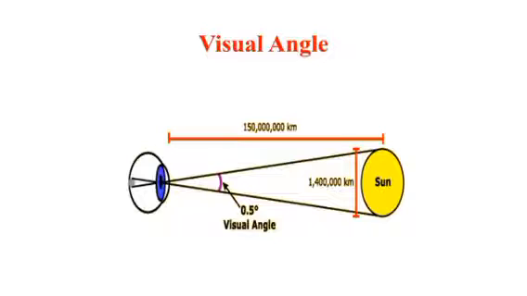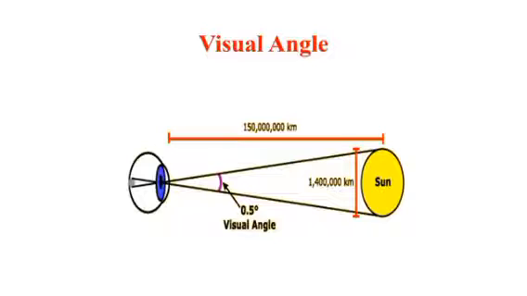You can see in the figure two lines are drawn from the eye side. One is at the sun's top side and the second one is at the sun's downside. In between them, a 0.5 degree angle, or visual angle, is formed. So from that you can understand the behavior of our eyes.